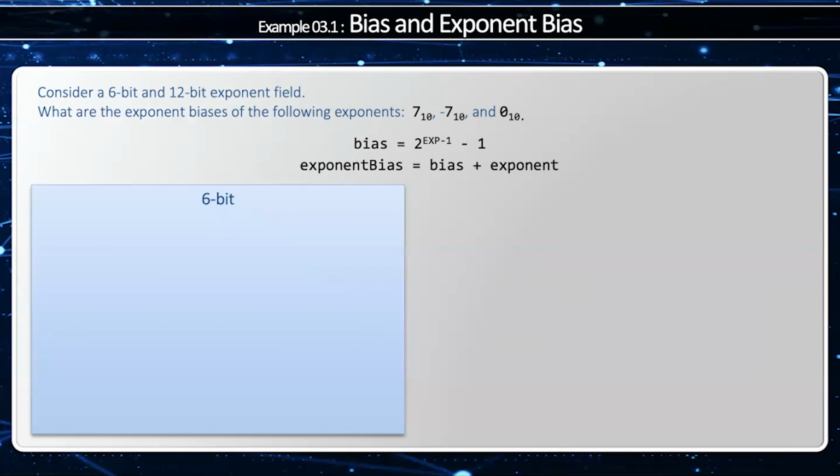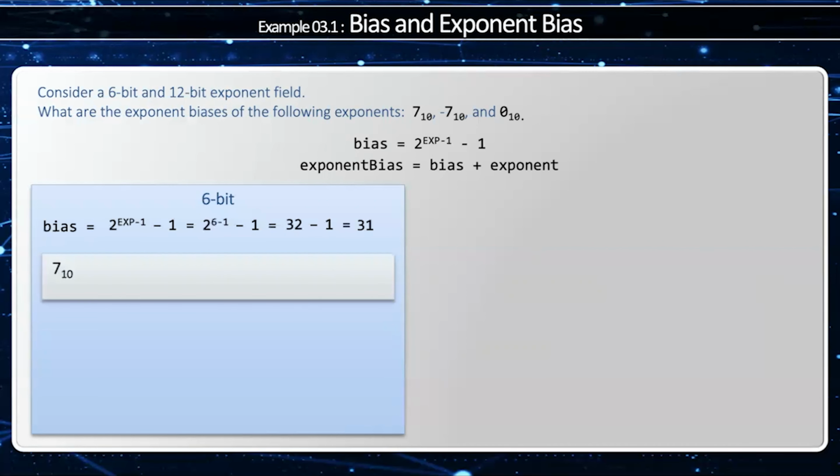So first we'll do 6-bit. Now my bias is going to be 2 to the exp minus 1. But exp, the size of my exponent width, is going to be 6. 6 minus 1 is 5. 2 to the 5 is going to be 32. 32 minus 1 is 31, and that's my bias.